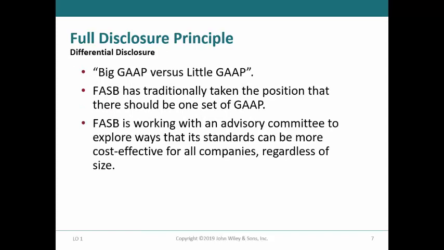Generally accepted accounting principles now require so much disclosure that some have called for differential disclosure for small and large companies called Big GAAP versus Little GAAP. The FASB has traditionally taken the stance that there should only be one set of GAAP, but they do take under advisement input from the Private Company Council to evaluate whether alternatives are needed to address the needs of users of private, non-public company statements.